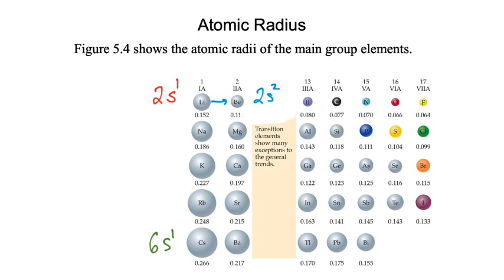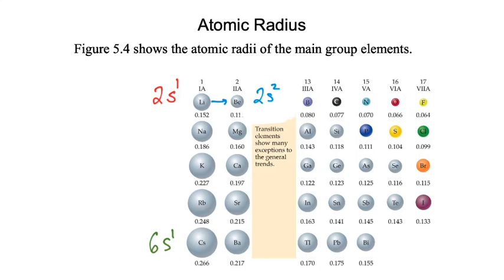2s2. So its outermost electron is going to which energy level? Second. The outermost electron for lithium was going to which energy level? Second. Those of you being like, aren't those the same? Yes! The electrons are going to the exact same energy level, which means how does the size change?